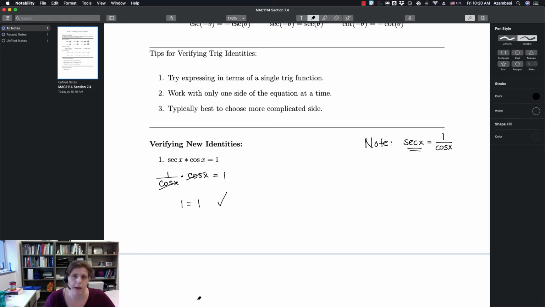Check. So my goal at the end of the day is to make sure both sides of the equation are equal, and we're using the less complex side to make it equal to. All right, let's try another one.